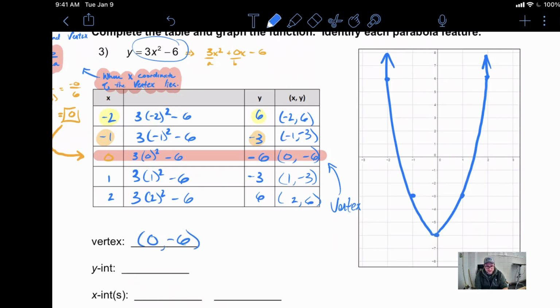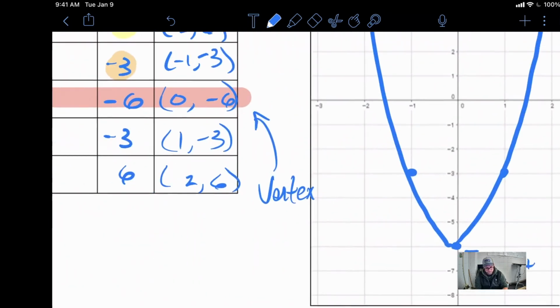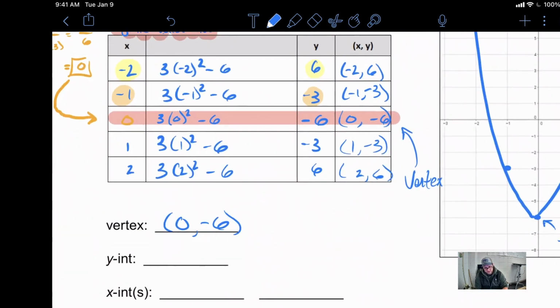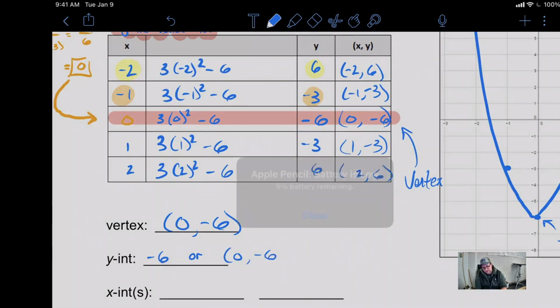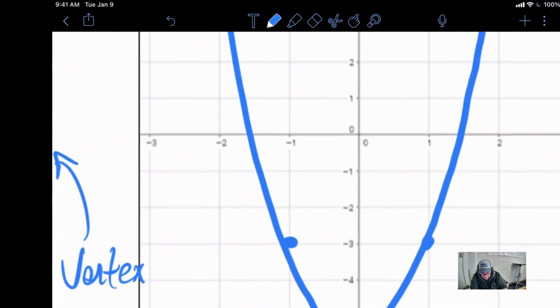Remember, our y-intercept is where do we cross the y-axis. The y-axis, of course, is this line right here. So where did we cross? It looks like we crossed at a negative 6. So this will be our y-intercept. So our y-intercept would be negative 6, or remember we can write this as a point, 0, negative 6.